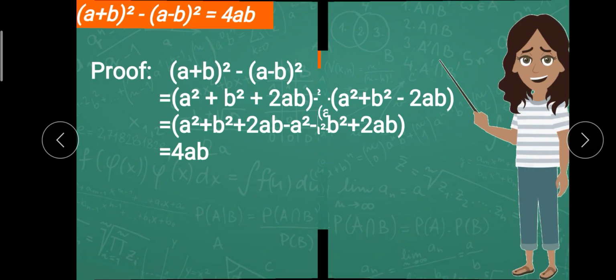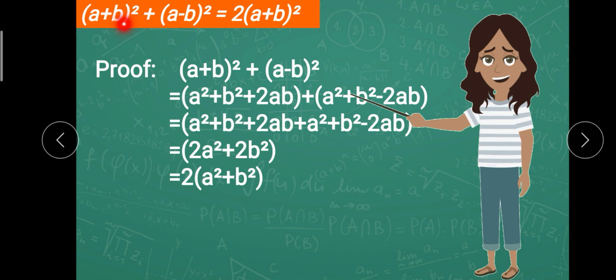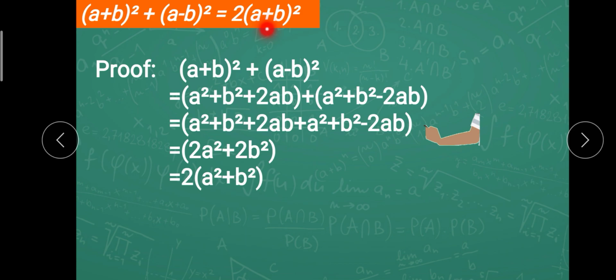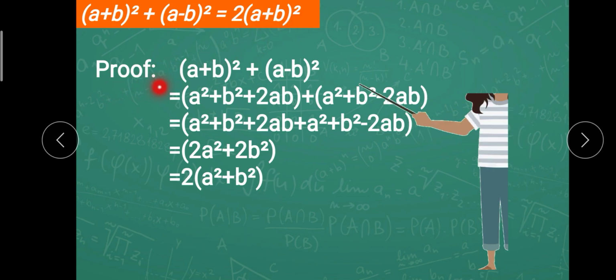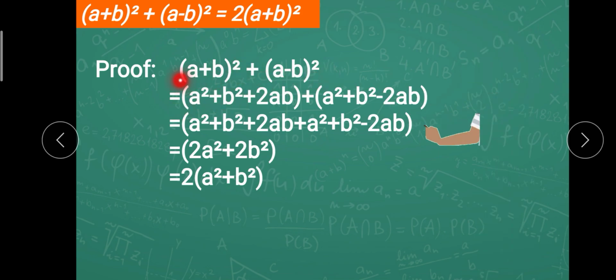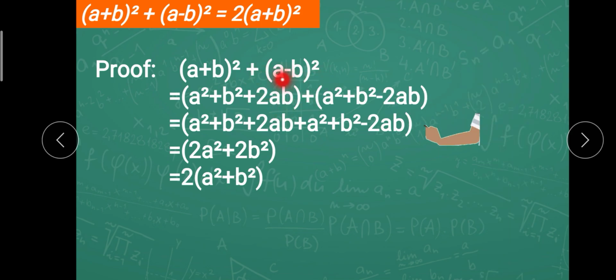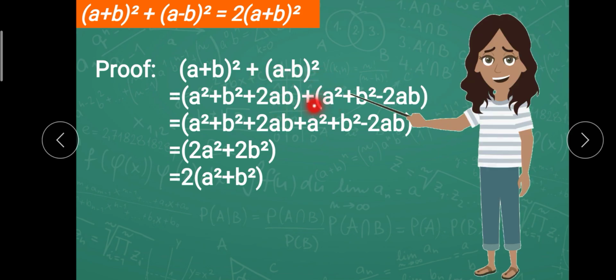So now let us move to the next identity. This identity is (a + b)² + (a − b)², which equals 2 times (a² + b²). Now let us see the proof of this identity. (a + b)² + (a − b)² equals, now putting the identity of (a + b)², which is a² + b² + 2ab, then we have plus sign. Now using the identity (a − b)² here, a² + b² − 2ab.